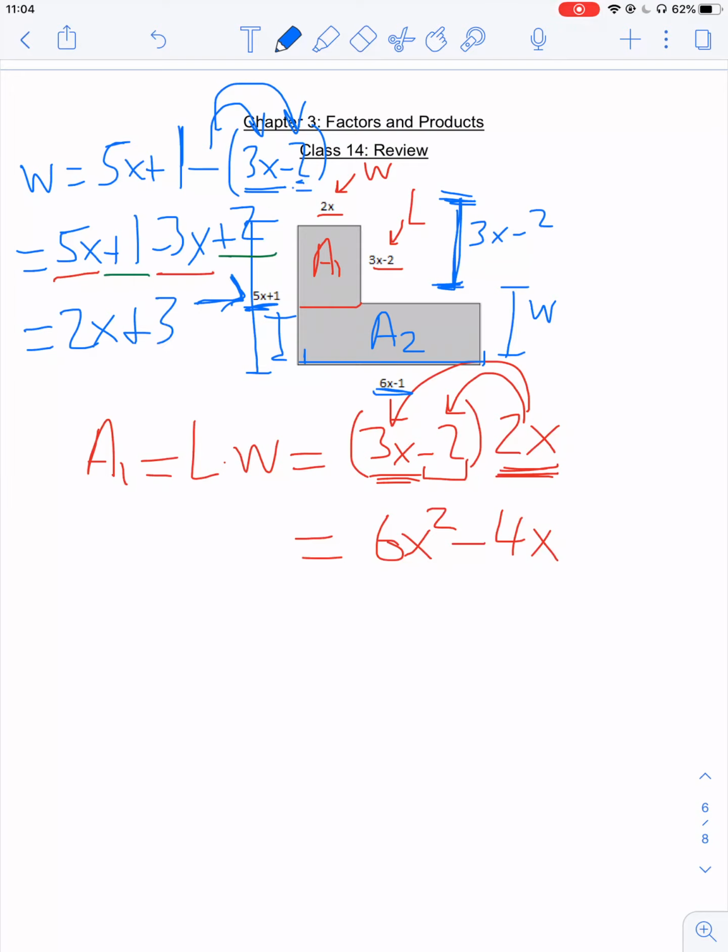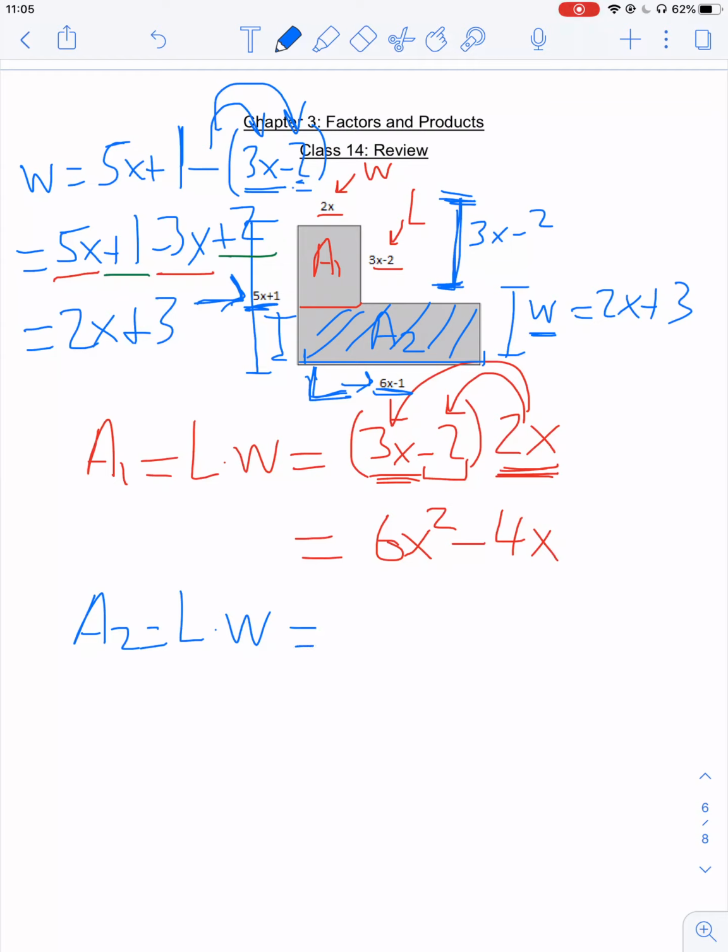Okay, so my width is equal to 2x plus 3. And now you have everything that you need to find the area of A2, of this shaded region. So how do you find the area? So this is my length, right? And that's my width. So area is just equal to length times width.